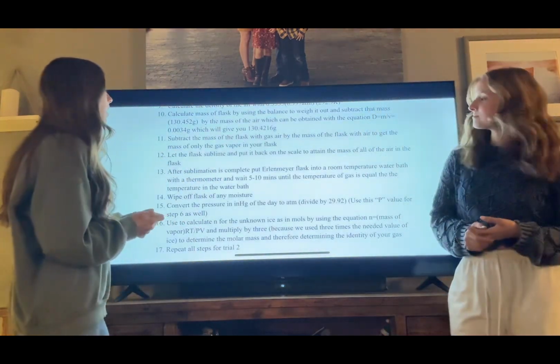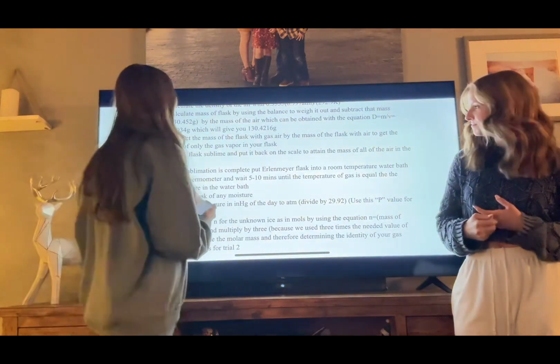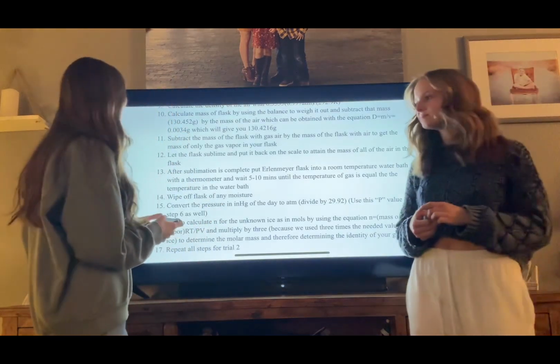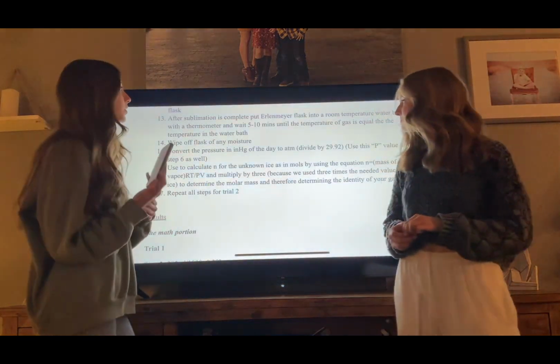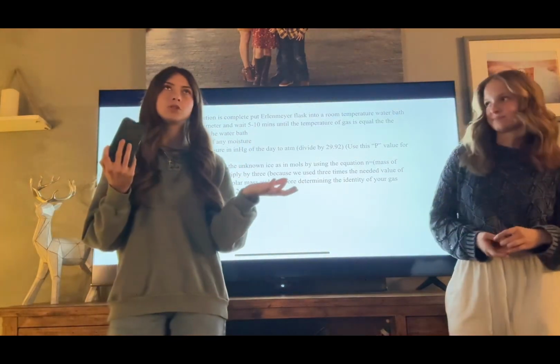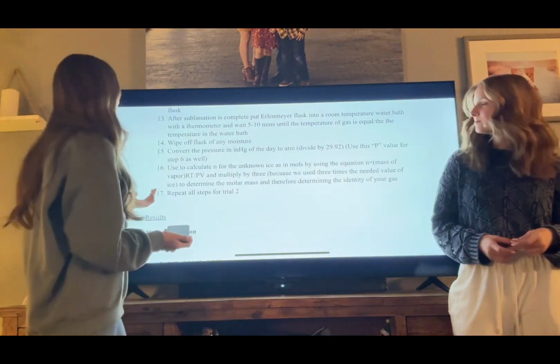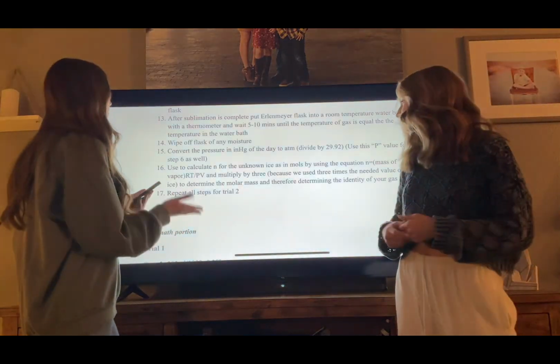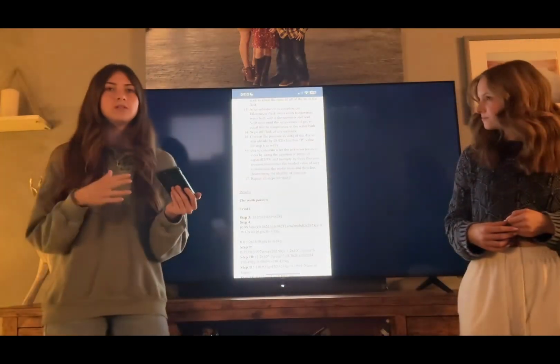And we let the flask sublime, it took about a minute, and we put it back onto the scale to attain the mass of all the air within the flask. After sublimation was done, we put the flask into a room temperature water bath with a thermometer, and we set a timer for 5 minutes till the temperature of the gas in the flask was the same as the water, and took the temperature of the water bath. We wiped off the flask to make sure there was no moisture that would deviate our data.